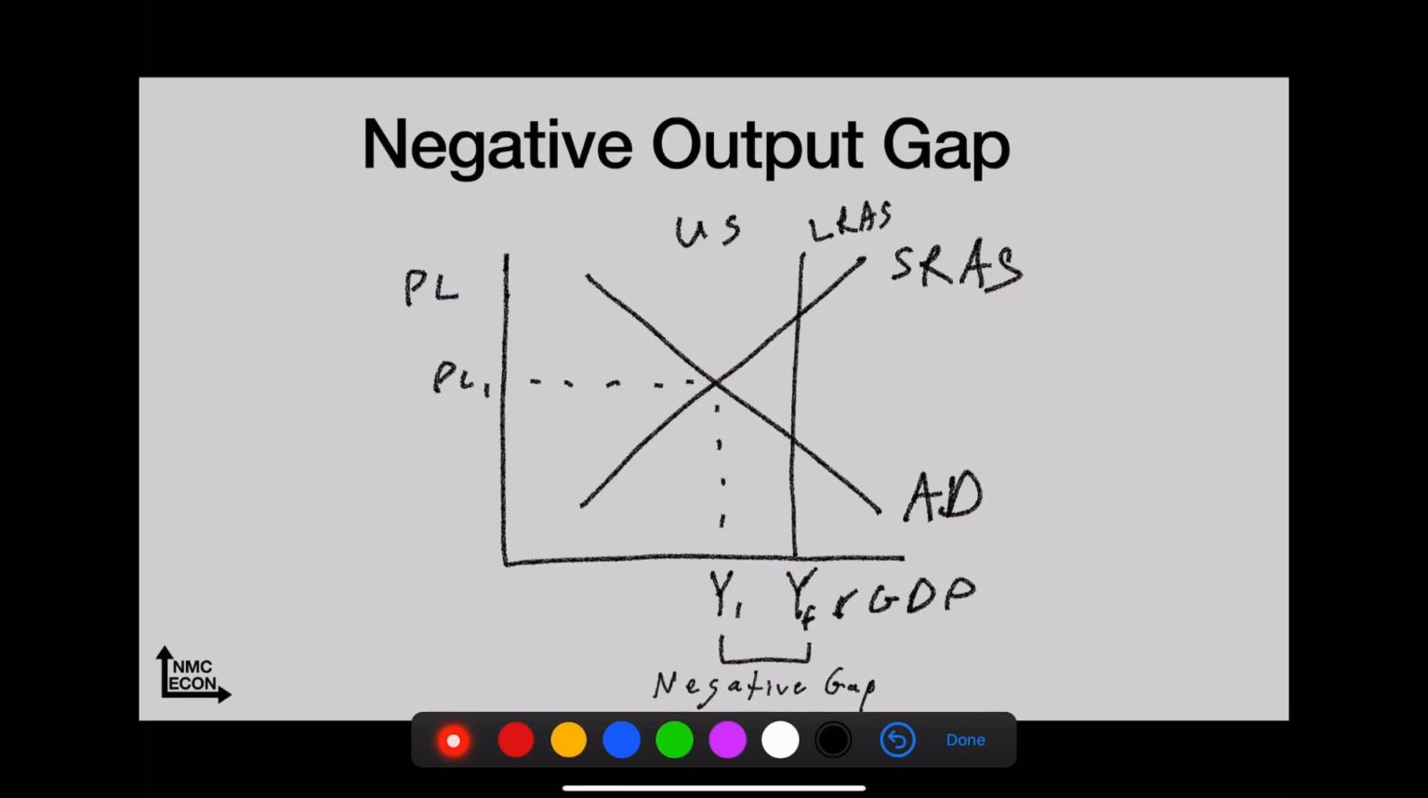Negative output gap, kind of the opposite. Here we see that current output is less than long-run potential output. That's a recession. We've got high unemployment. The economy's not working that well. Well, because of high unemployment, we're going to see downward pressure on resource prices, especially wages, and eventually those low resource prices means firms can make more stuff, shifting SRAS out and closing the gap.